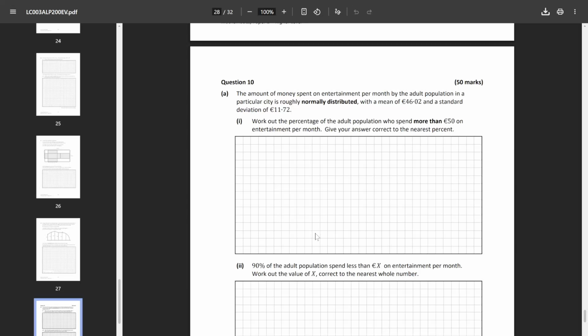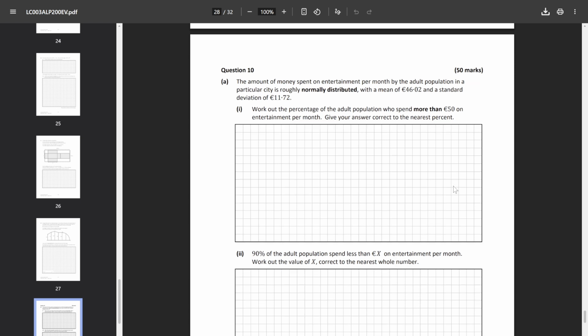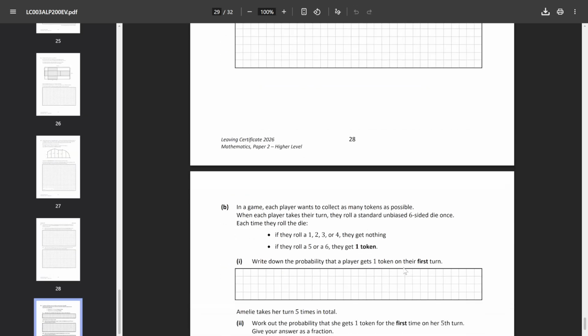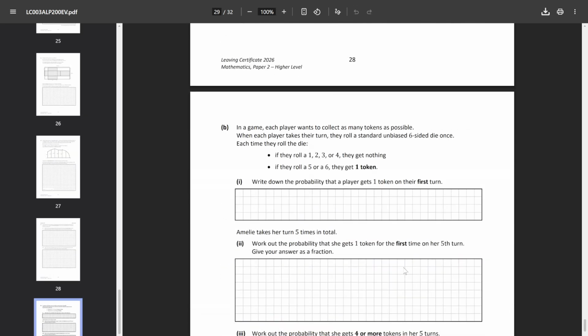And then question 10 starts off with doing some inferential stats. So just the usual mean this, standard deviation this, finding a percentage, and then given a percentage to find some numerical value. And then some more probability. So I thought the only probability was that one involving the solar panels, but this one, vaguely remember this one.